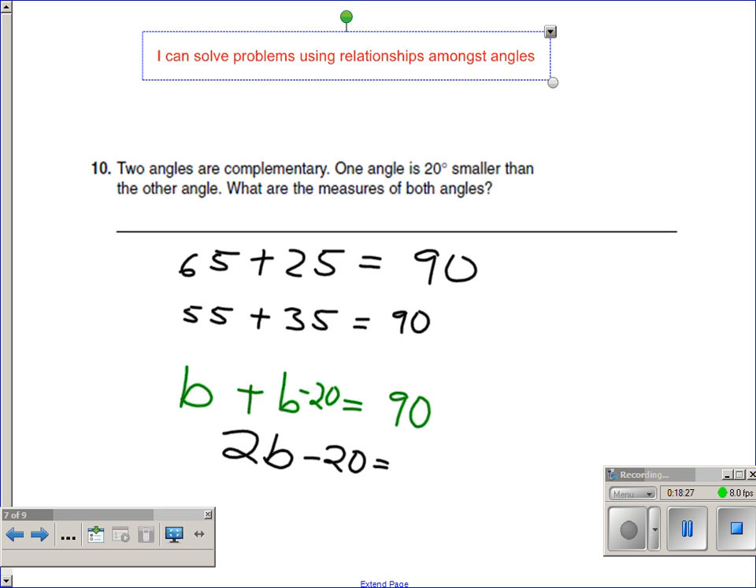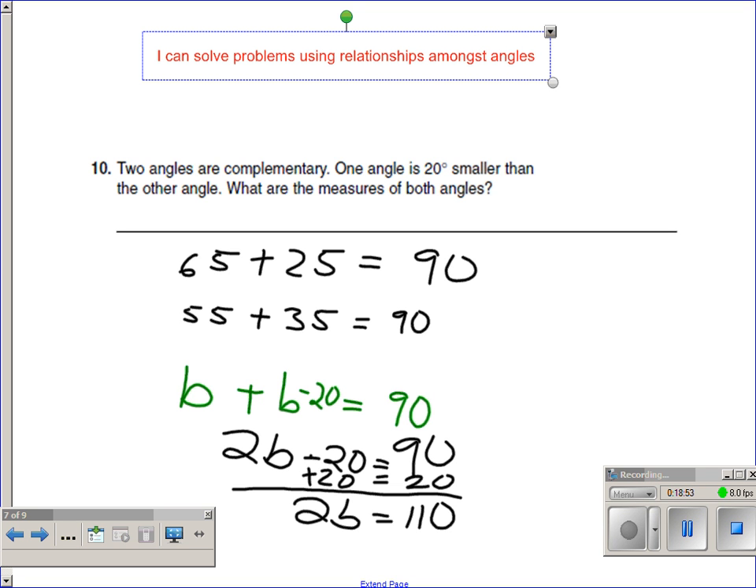If we take 2B and subtract 20, how do we get rid of subtract 20? And that's going to be equal to 90. What's the opposite of subtracting 20? Okay, so let's get rid of that 20. And now we have 2B is equal to 110. How do we figure out what 1B is?